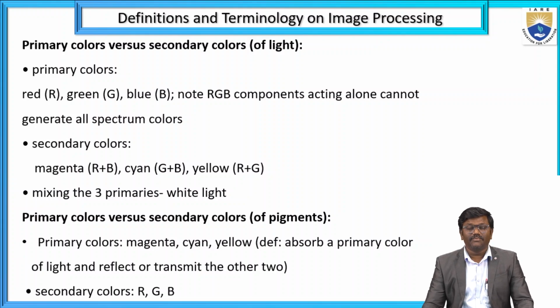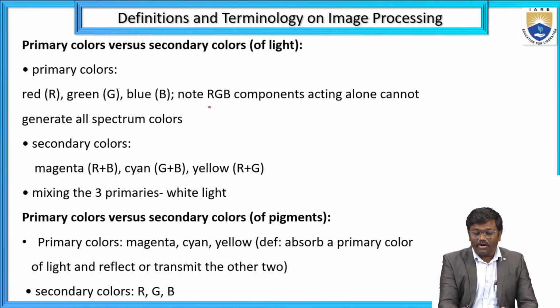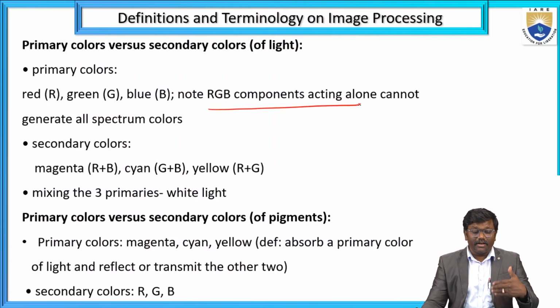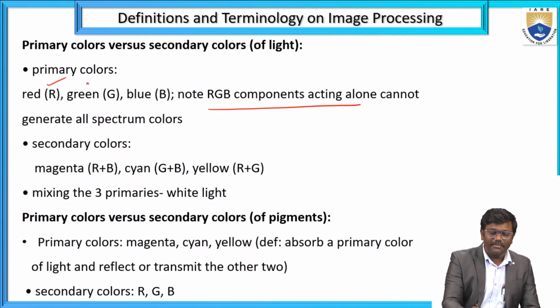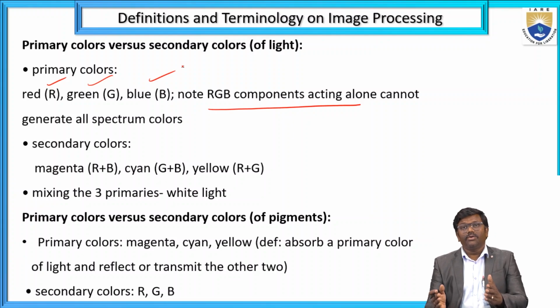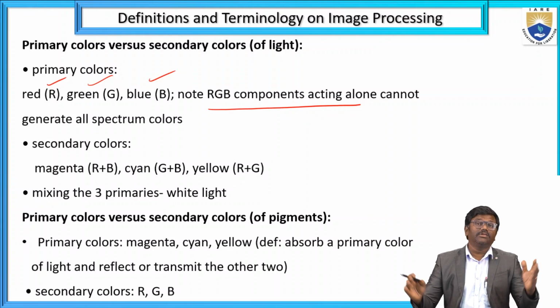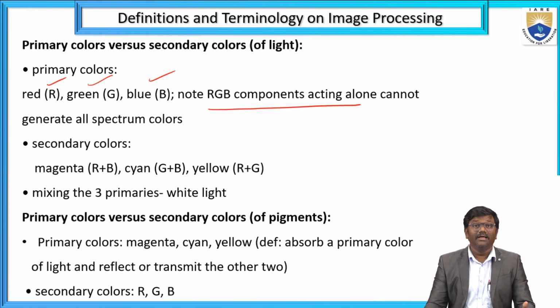Now, primary colors versus secondary colors. RGB components acting alone cannot generate all spectrum colors, which are nothing but primary colors. It is fixed. What are the fixed colors we call primary colors? Number 1 red, number 2 green, number 3 blue. But if you want to see all spectrum colors, we define them by comparison with the primary colors, which are the secondary colors.